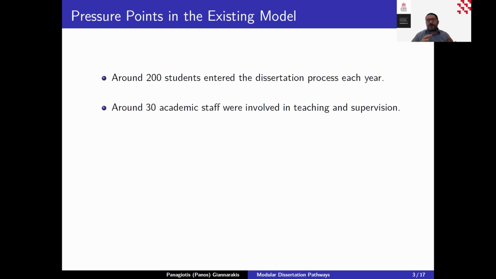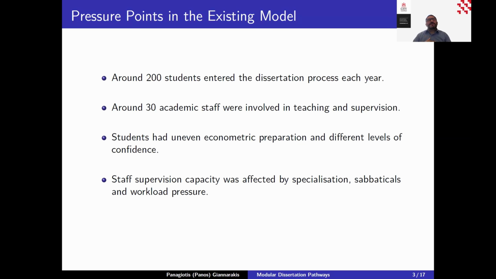Just to give you some background, I used to be at Southampton University in the UK, where on average 200 students every year had to take a core dissertation module, with around 30 academic staff supervising dissertations. I have been the dissertation coordinator for more than 11 years, if I remember right. So I could see students with completely different economic preparation and background, some more confident, some less confident.